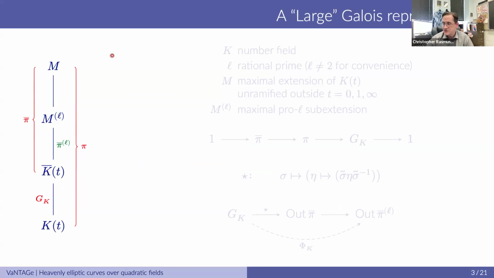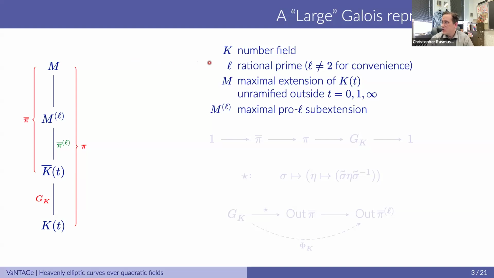well. So let's just start this story by considering the following tower. I have a number field K, and I pick one rational prime. I'm going to assume L is odd for convenience. Almost everything I say is true when L is equal to 2 with mild variations, and I just prefer not to go into all the mild variations.